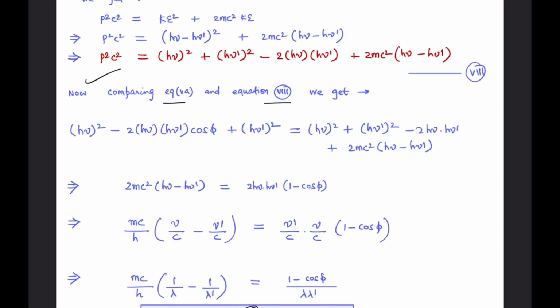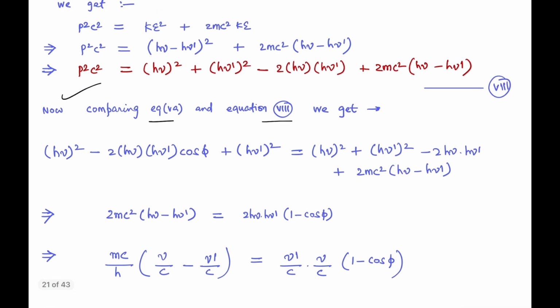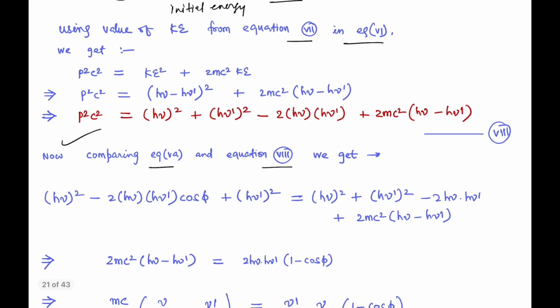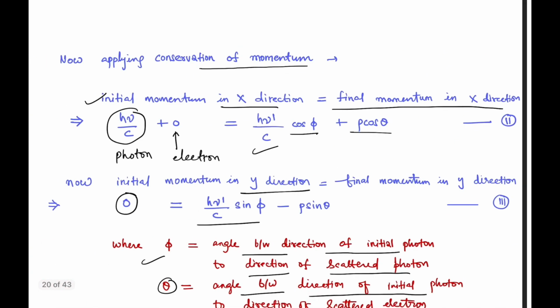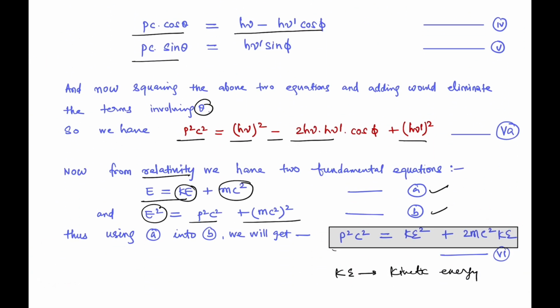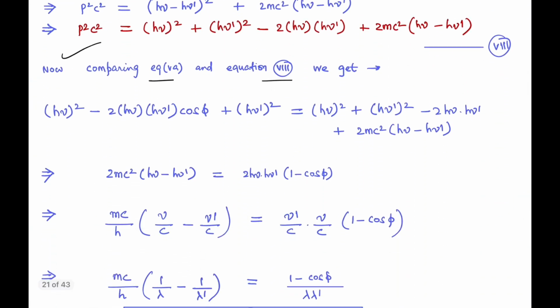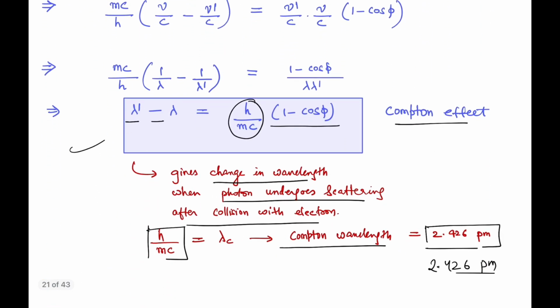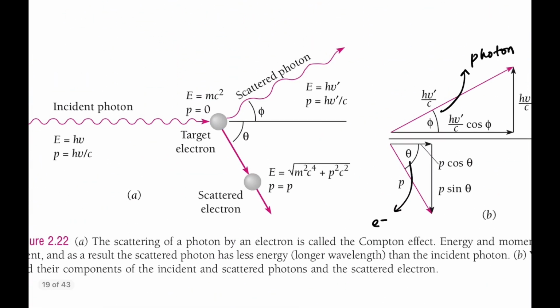So this is the Compton effect, and I'm not going to focus much on the simple mathematics. We are just going to focus on what we are doing. For example, we are using the value of kinetic energy from equation 7 into equation 6. So this is equation 7, and this is equation 6. This is a simple trick, and the mathematics is very basic. You just need to remember the end result, that is lambda prime minus lambda is equal to h by mc multiplied by 1 minus cos phi, and phi is nothing but the scattering angle of the photon to the incident direction.